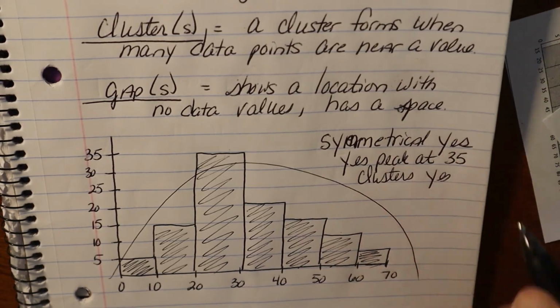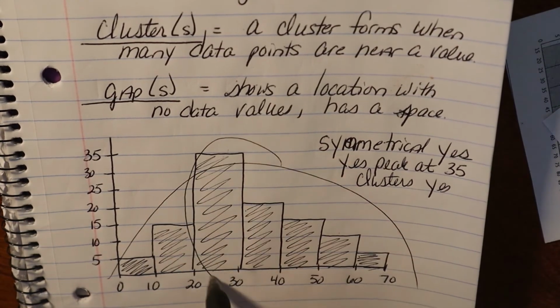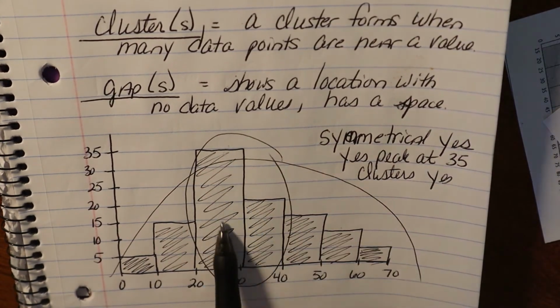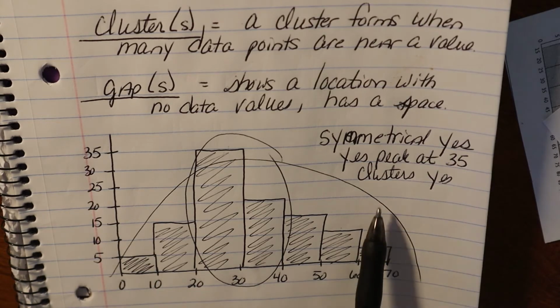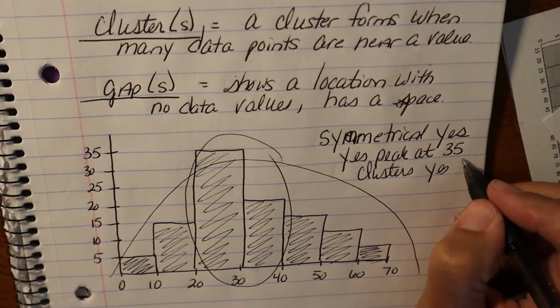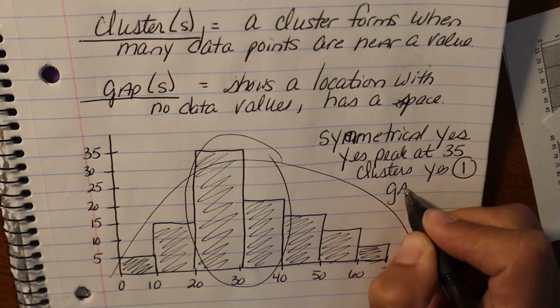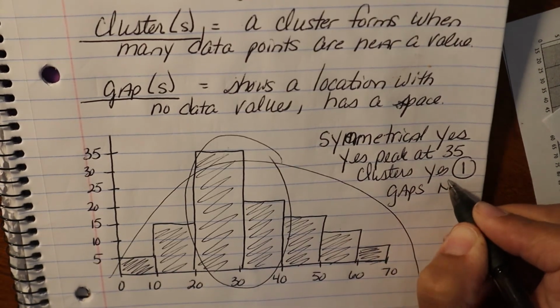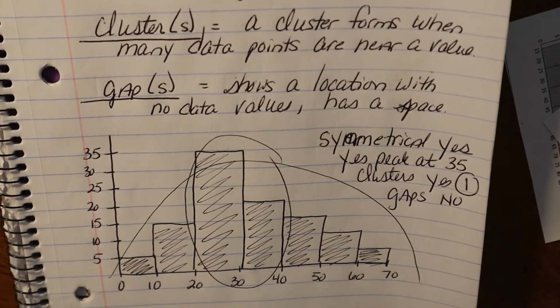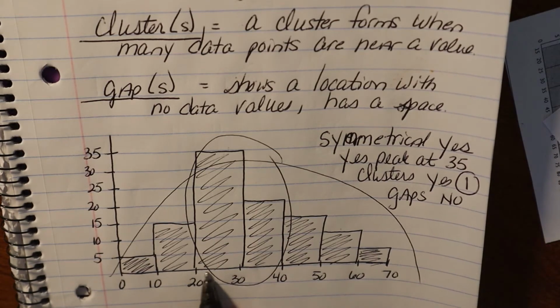Hopefully you're going to say yes, because I can see a cluster right around here. A bunch of high values in the middle and then lows on either end. So yes, it has a cluster, and I just see one cluster. And are there any gaps? Well, in the particular histogram we drew, no, there are no gaps. All the data is right next to each other.